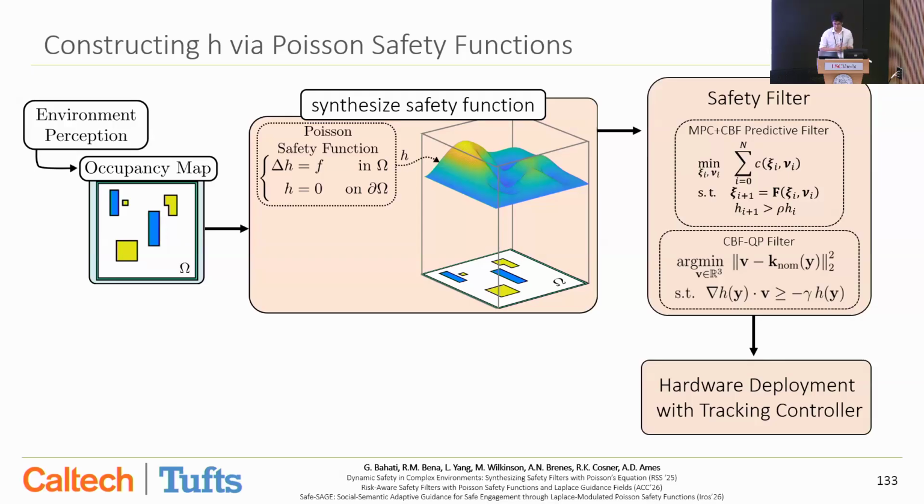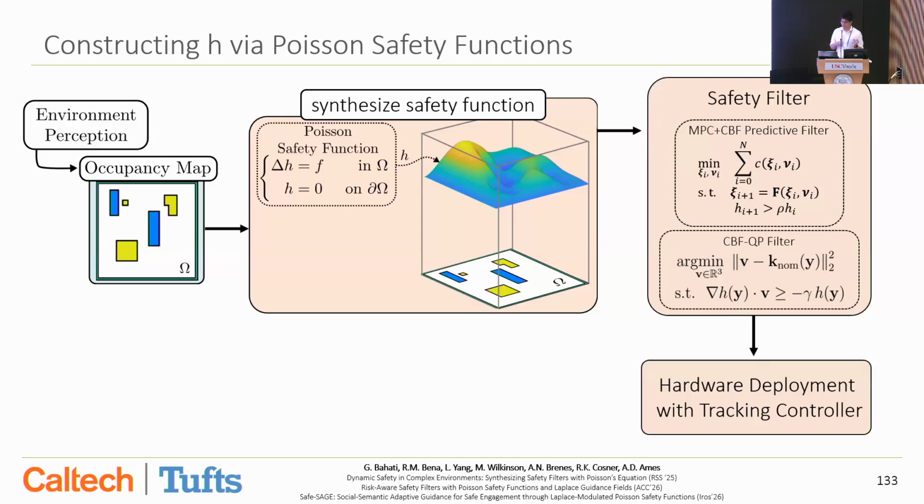This is something that the lab at Caltech came up with to get these smooth, safe definitions over the set. Solving Poisson's equation with that forcing function f here, and then enforcing that the boundary, this partial of omega for the occupancy space, is 0. So we're getting this control barrier function style function generated off of the occupancy map.